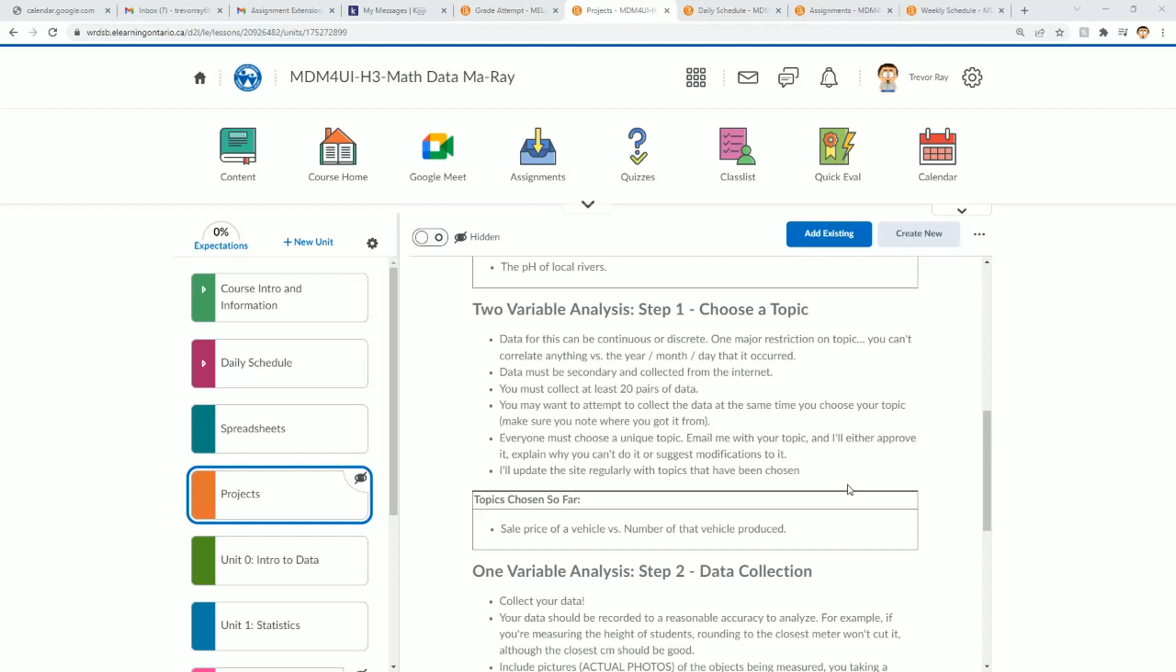For this one, I want you to have at least 20 pairs of data. I made this one a little bit smaller because some of these things are difficult to find, depending on what it is. If you can't find at least 20 pairs of data, you can't do it.